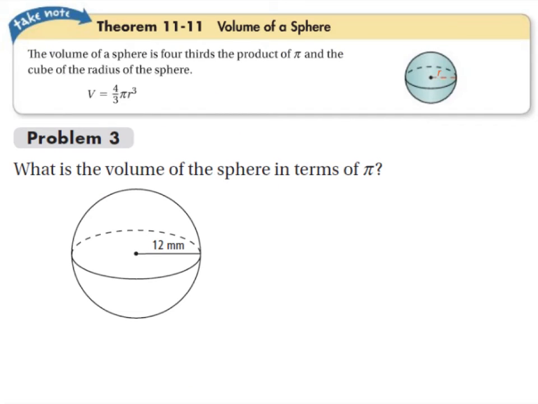Next we're going to talk about volume. To find the volume of a sphere, we do 4/3 pi r cubed. We're still using the radius r from the center. So again, our volume formula is 4/3 pi r cubed.